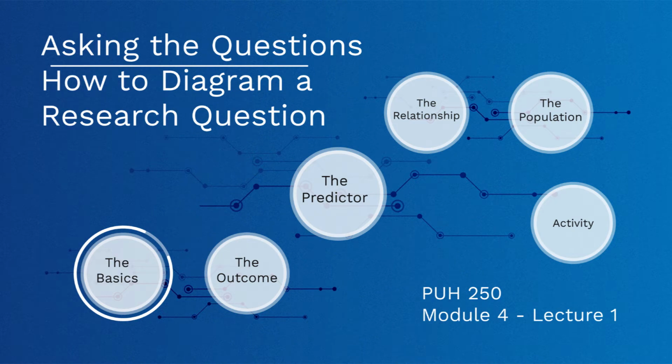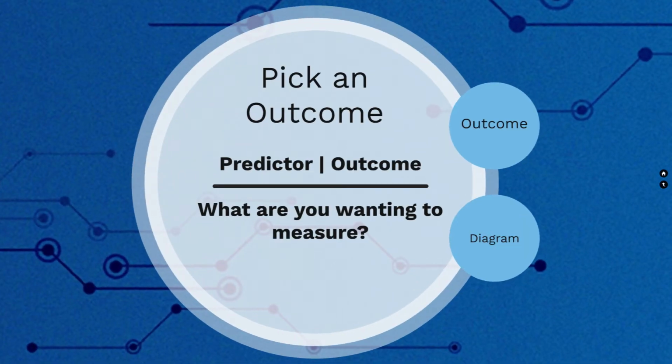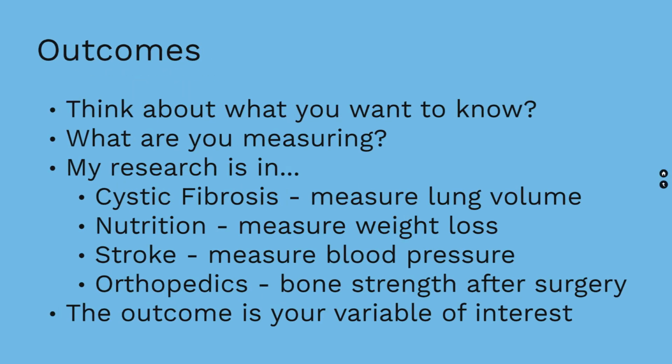So let's talk a little bit more about the outcome. You need to pick an outcome when you define your question. So we know we need a predictor and an outcome. The outcome is what you are wanting to measure. Is there a change in systolic blood pressure? Do people lose weight? Do people improve their lung volume? The outcome variable is what you want to know.